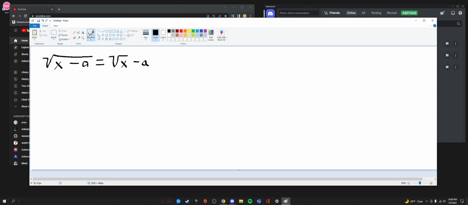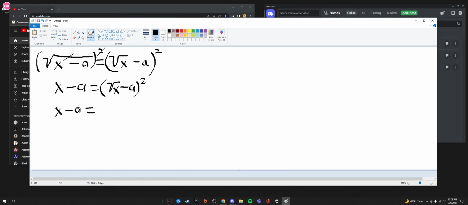So, to do that, we're gonna start by squaring both sides to cancel out our square root. Square both sides. The 2 and the square root cancel out, and we're left with x minus a equal to square root of x minus a all squared, which expands out to be equal to, was it x minus 2a root of x plus a squared. Does that check out? Negative a times negative a is just positive. Yeah, okay, we're good.